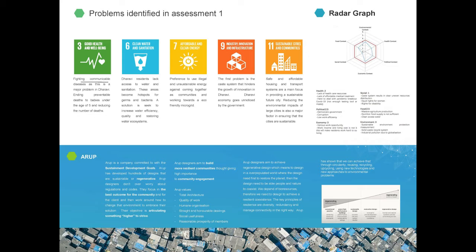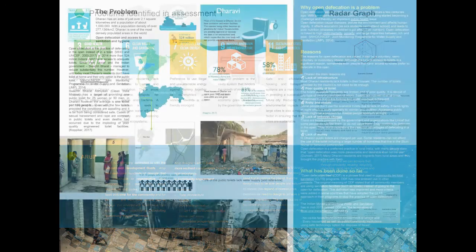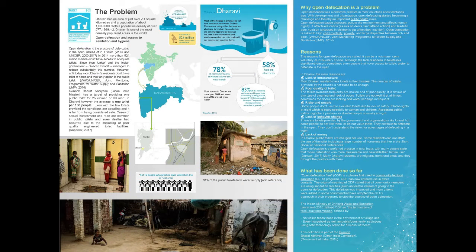Arup, as our industrial partner, which is a global engineering consultancy company, has given us a good reference of sustainable or regenerative design. For this project, we have chosen SDG 6.2 as our main focus: ending open defecation and providing access to sanitation and hygiene. As we can see, the water system is not only the water supply, but also the sewage and wastewater treatment, which will be the key to solving the water quality problems for the local context.